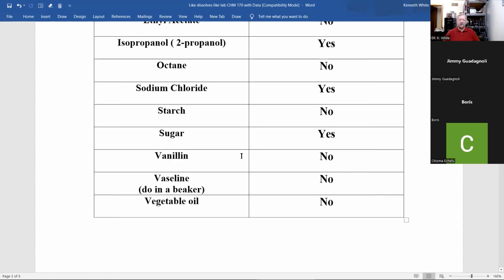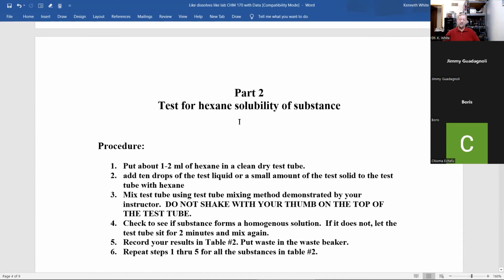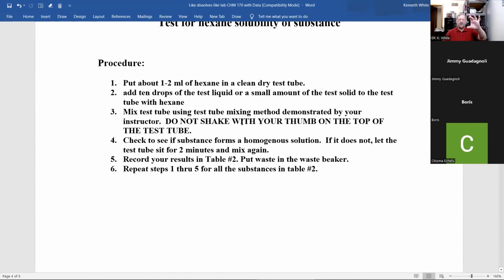Now, the other thing you would have done is done the same thing with hexane. Put about 1-2 milliliters of hexane in dry test tubes. Each time you test it, you use a separate test tube. You've got to clean them out because we only have about 6 or 7 test tubes in the drawers at ECC. And you add a small amount of the liquid or the solid. You mix it, never like this, either like this or put it on the vibro mixer. I like that vibro mixer.